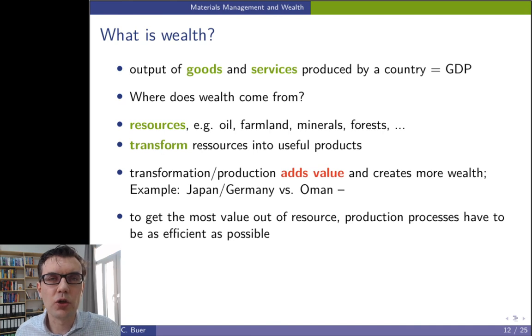Let's start with our first question. What is wealth? You already answered this question in your macroeconomics course. So one very popular way by economists to measure wealth is the gross domestic product, or GDP. It is defined, or one way to define it is the value of the output of goods and services produced by a country. So where does this wealth come from?